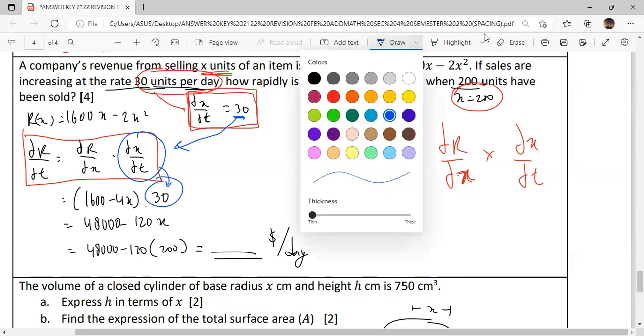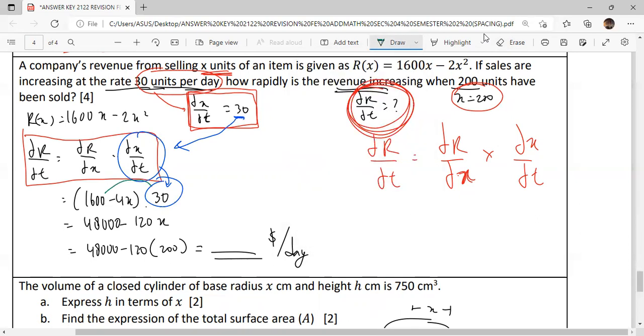Oh, how do you do this? Ya, udah x-nya berapa? 200, lo taruh lah x-nya 200, hitung sendiri. Dollars per day unitnya. Soalnya how rapidly is the revenue increasing? How many dollars per day?